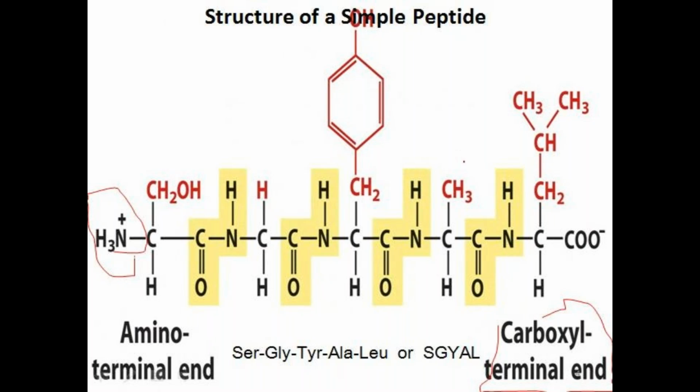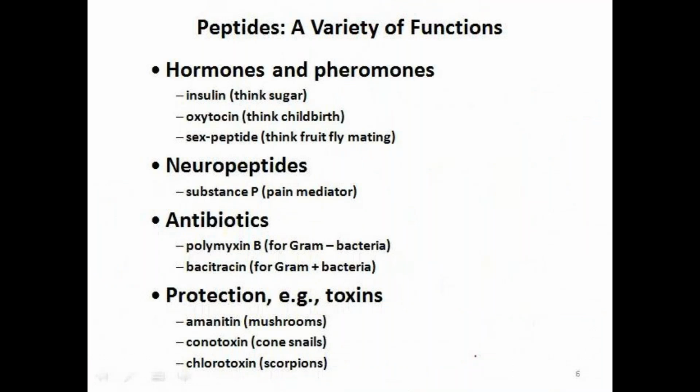And how are these peptides indicated? Here, this peptide contains serine, glycine, tyrosine, alanine, and leucine, and these are the amino acids combined by the peptide bonds. It is also indicated in short form using the name of the amino acid: serine is S, glycine G, tyrosine Y, alanine A, and leucine L. This is the short form of the structure of the peptide.